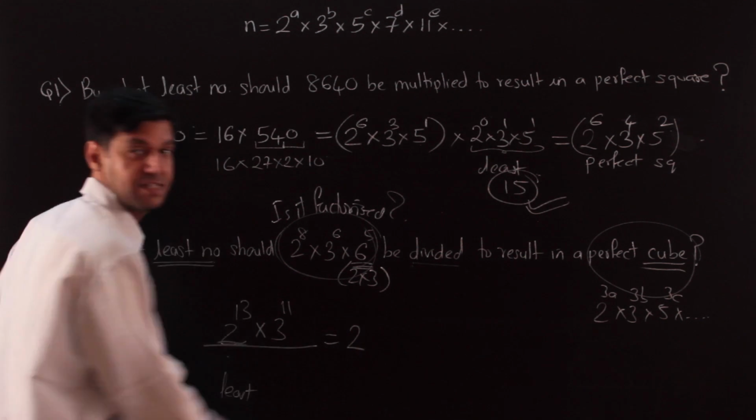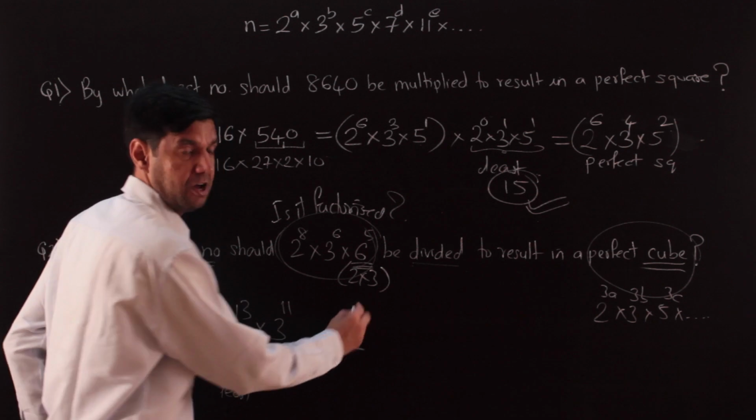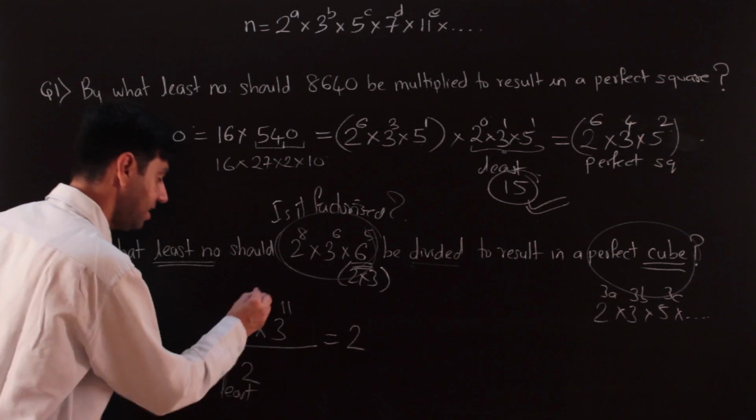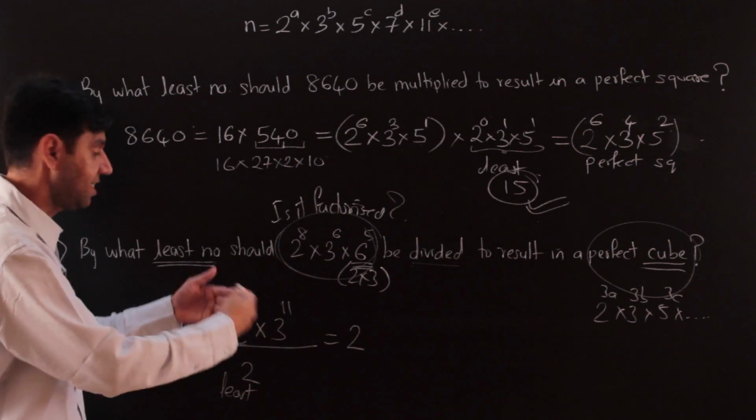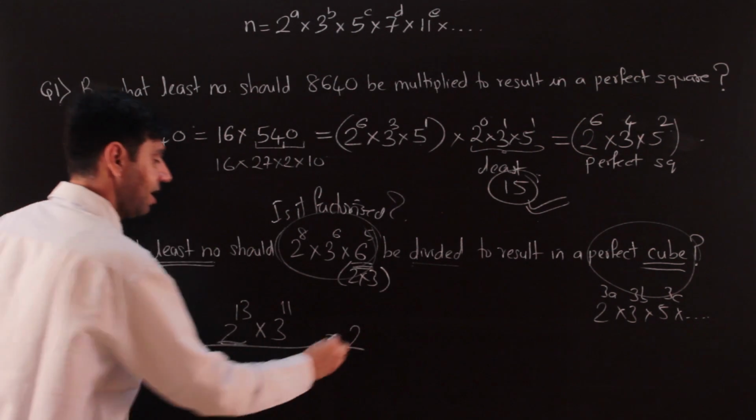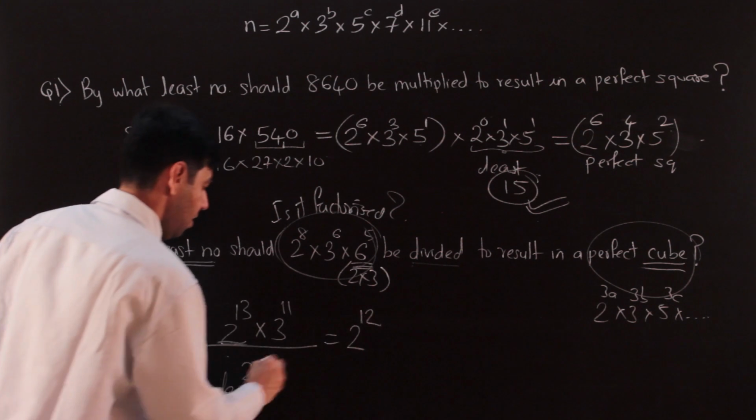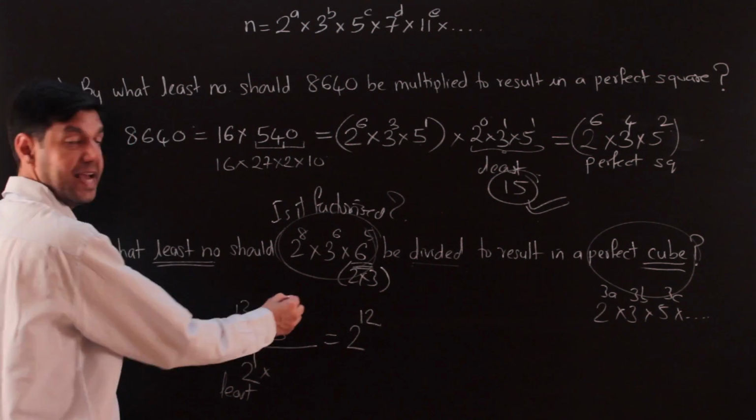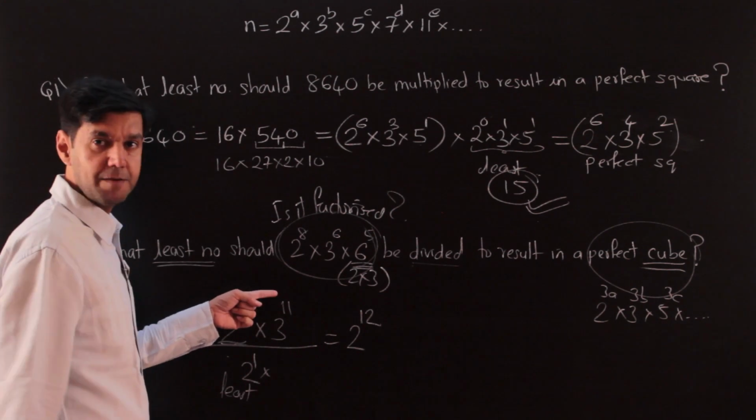I need to divide it by a number, which needs to be as small as possible, such that 2 is raised to a multiple of 3. Now 13 is not a multiple of 3, and it is going to be divided, it's going to be reduced, right? Such that I get to a lesser multiple of 3. And what is the lesser multiple of 3? 12. So I would need to divide it by 2 raised to 1.